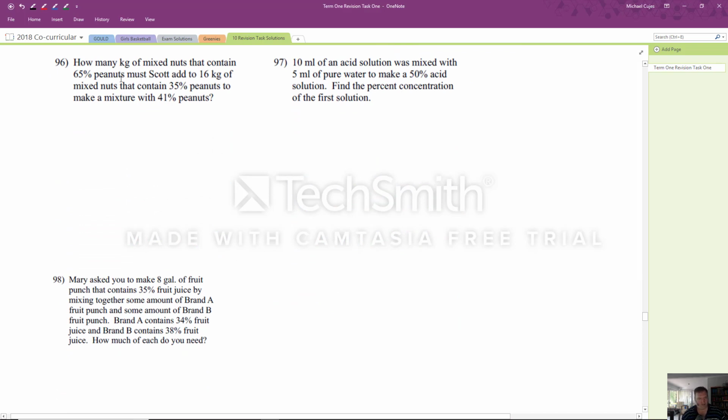This one's almost the same, but slight change. How many kilograms of mixed nuts that contain 65% peanuts must Scott add to 16 kilograms of mixed nuts that contains 35% peanuts to end up with a mixture of 41% peanuts? So the peanut quantities are what need to be the same. So I've got 0.65 of x plus 0.35 of the 16 kilogram mixture, and together that's going to be 0.41, and the total amount I'm going to have is x plus 16.